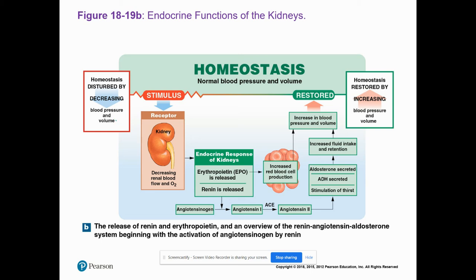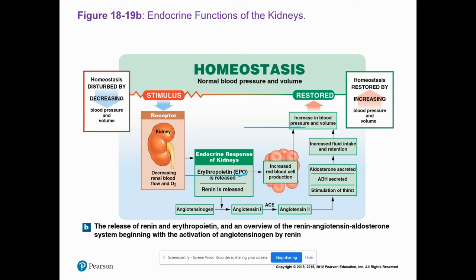Okay, so say you had an injury, you're bleeding profusely, or you donated blood. You decrease the renal flow to your kidneys and oxygen. Your kidney notices it and says, hey, let me respond by releasing some erythropoietin so I can make some red blood cells. That's going to get your red blood cells produced. That will increase the blood pressure.